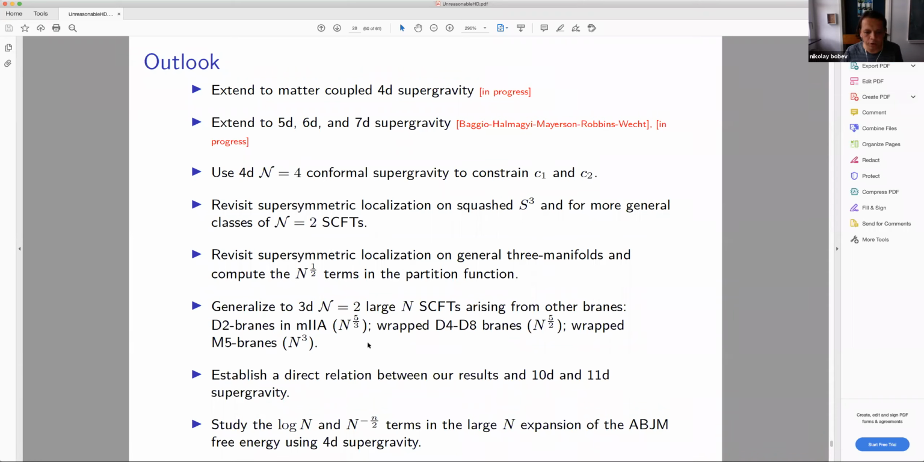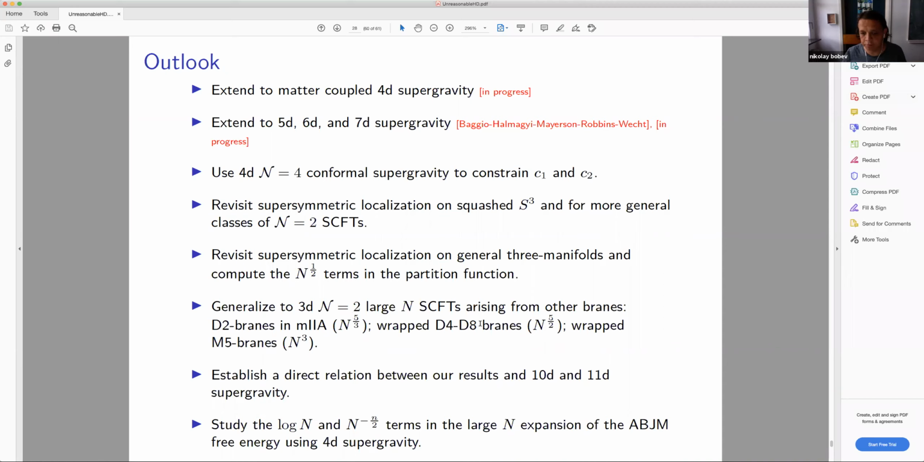I've focused here on models arising from M theory reduced to 4D, but nothing stops me from studying other examples of 3D N equals 2 holographic CFTs in the same way. Things arising from D2, D8 branes, which means massive IIA. The leading order scaling is N to the 5/3. Very little is known about the subleading order.